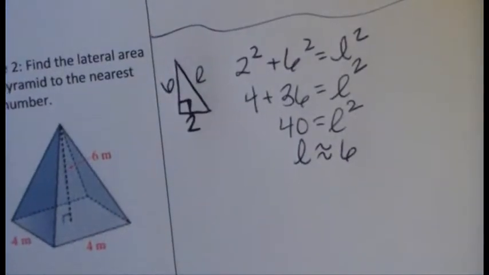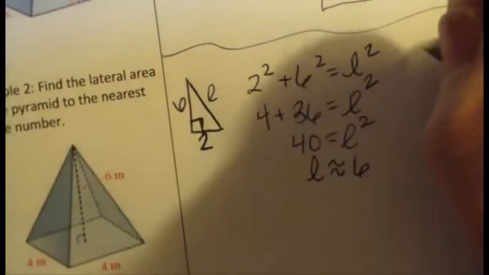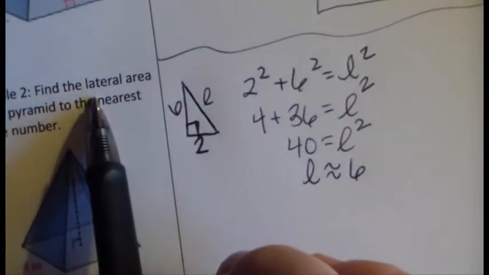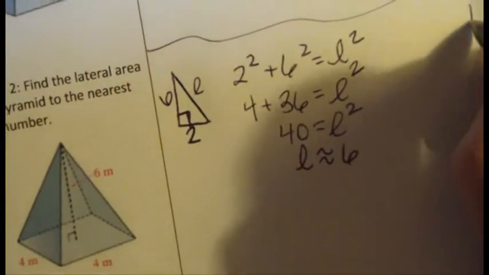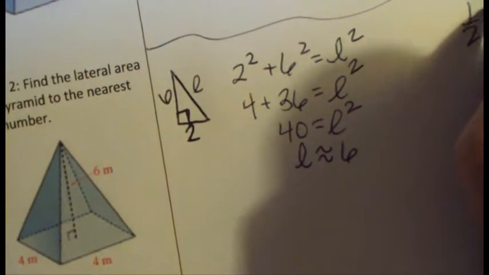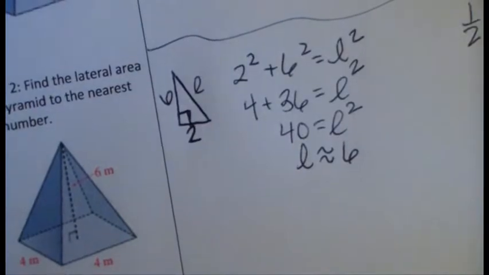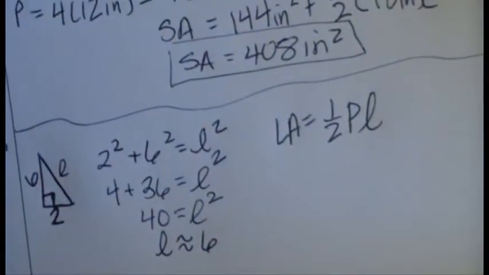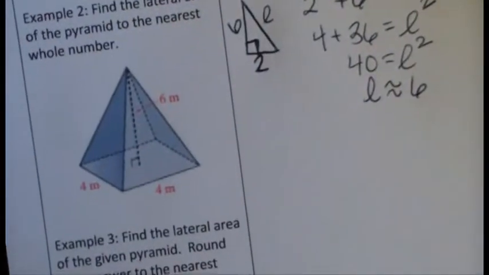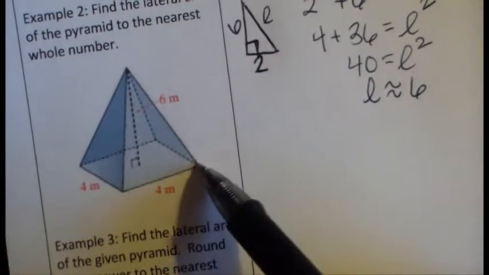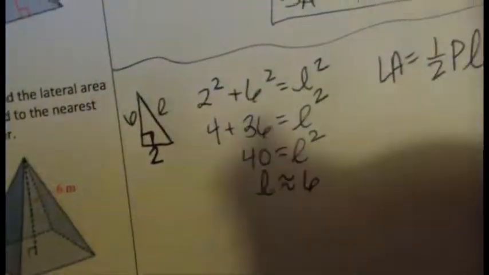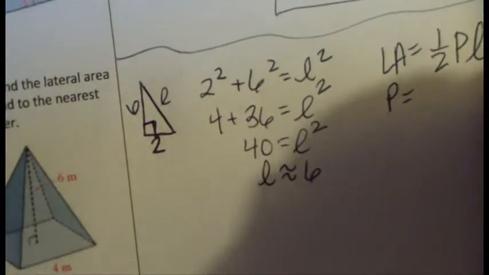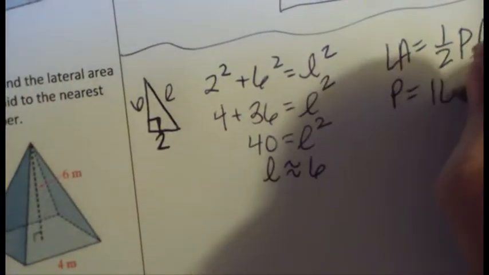Alright. Now base area again. Oh, they just want the lateral area, so we didn't even need to find the face area for this. Lateral area, remember, is 1/2 perimeter times the slant height. So we're just looking for lateral area. So perimeter would be 4 plus 4 plus 4 plus 4. So perimeter is equal to 4 times 4 is 16 meters.